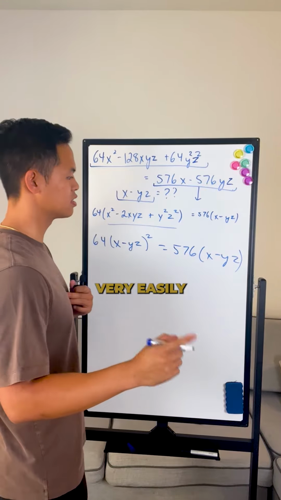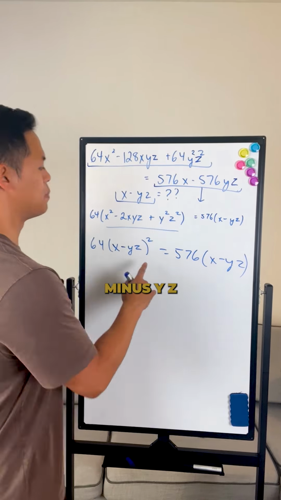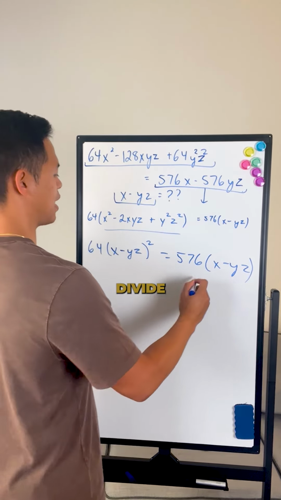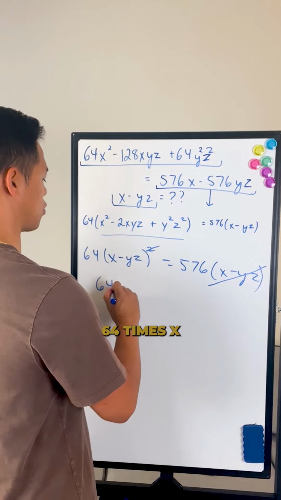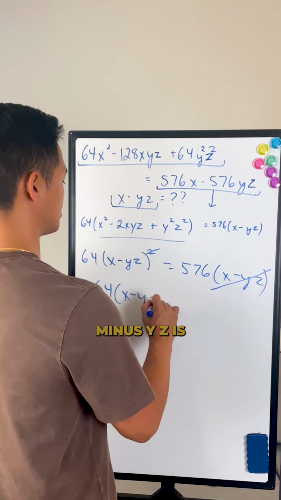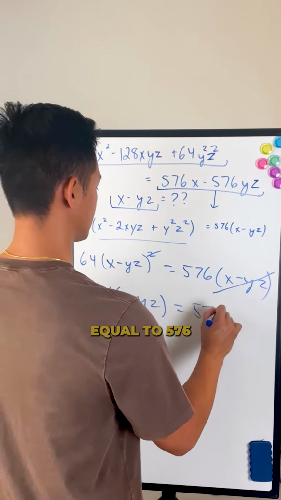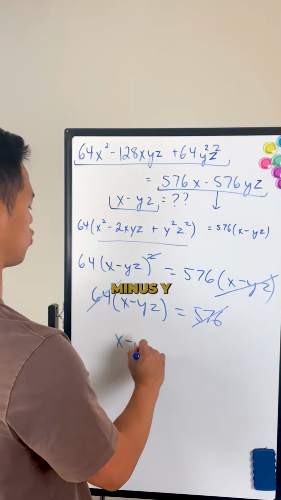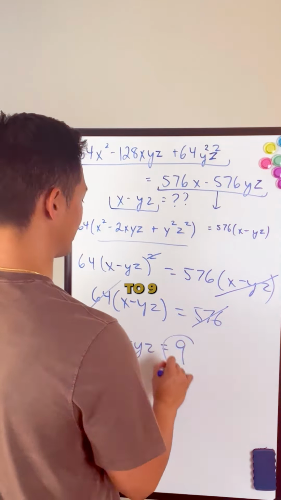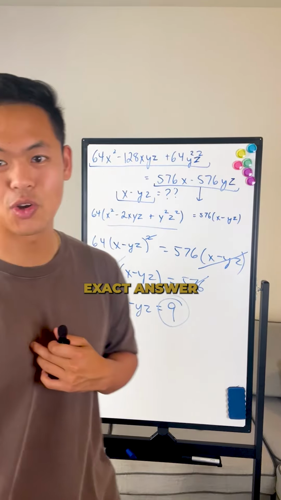Now we can very easily solve for x minus yz, because if we just divide both sides, that gets rid of the squared right here. So that gives you 64 times (x minus yz) is equal to 576. And then when you divide each side by 64, you're going to get x minus yz is equal to 9, which is again the same exact answer as we got earlier.